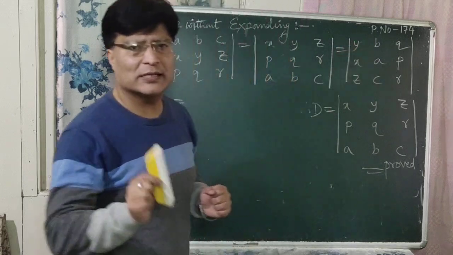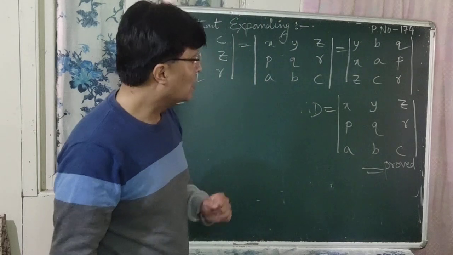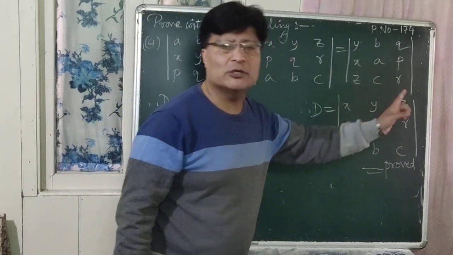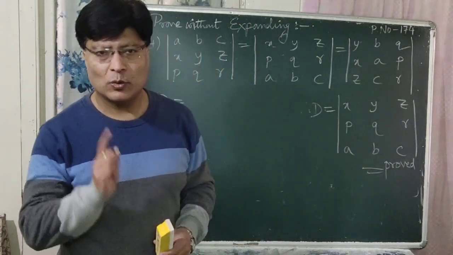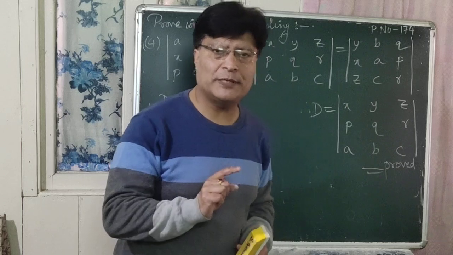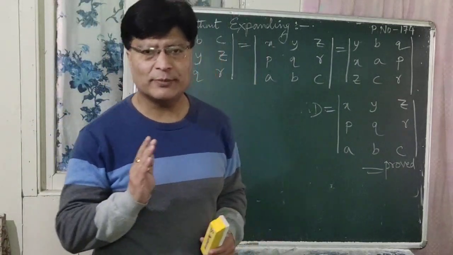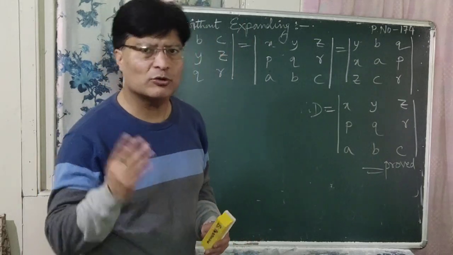Actually here Y is in the first row, right? Or Y is in the first column. So let us interchange rows into columns and columns into rows. We are using now property number 1. What does it say? Property number 1 says that the value of a determinant remains unaltered if rows are changed into columns and columns into rows.